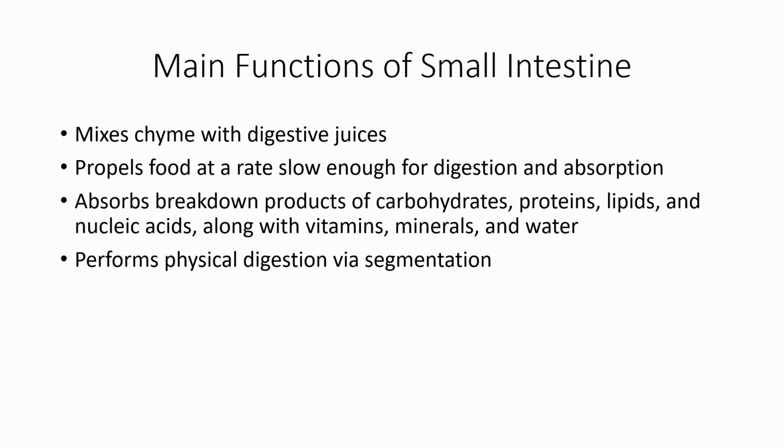So once we have these digestive juices added in, we have chemically broken down the food into the simplest of carbohydrates. We've broken down proteins into their amino acids, lipids, nucleic acids, right? We've broken everything down, released vitamins and minerals, and we can absorb that now. We'll also perform physical or mechanical digestion via segmentation, which we'll talk about in a bit.